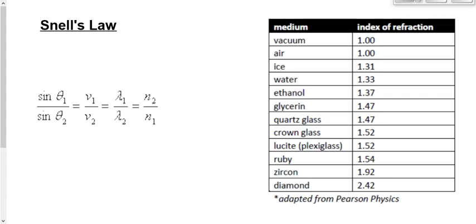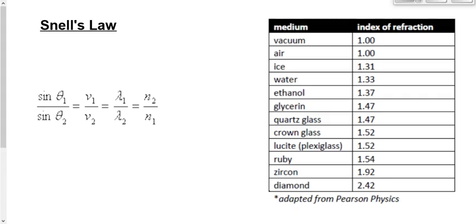We call the equation that describes all of this Snell's law. By the way, this table on the right-hand side, don't copy that down. Those numbers will be given to you if you need them for a particular question. These are just various indices of refraction for different materials.